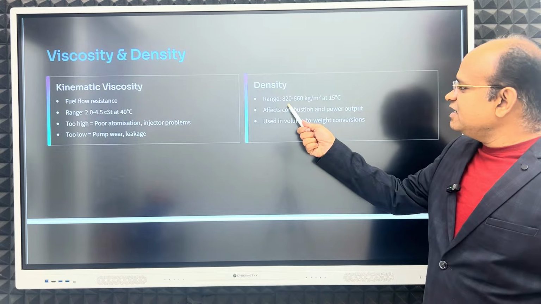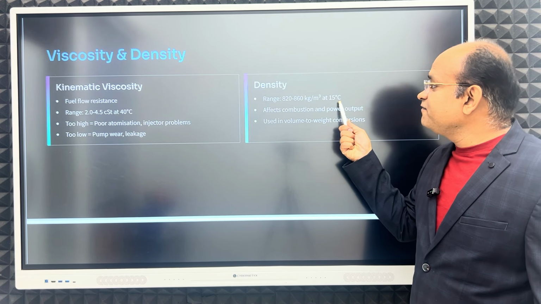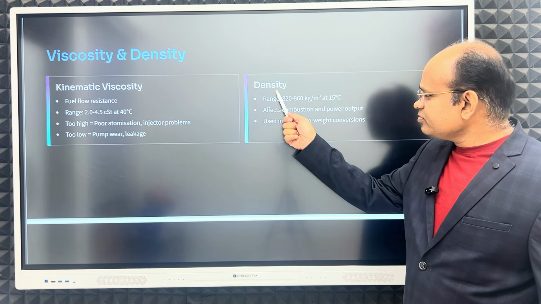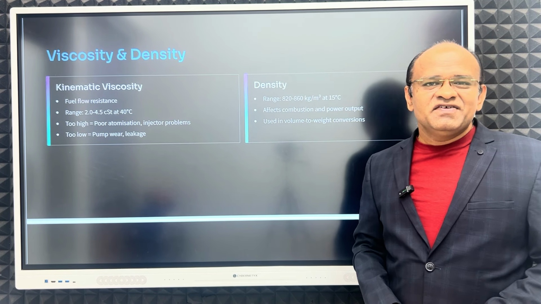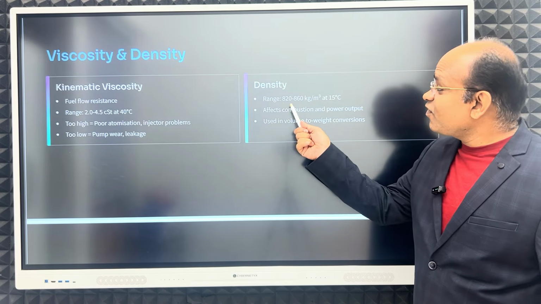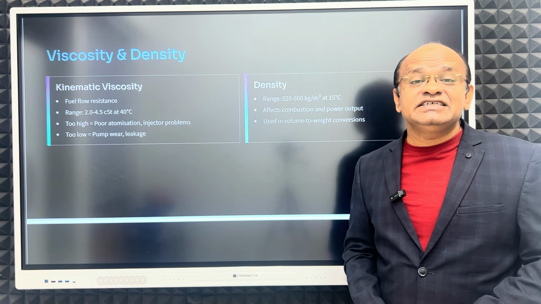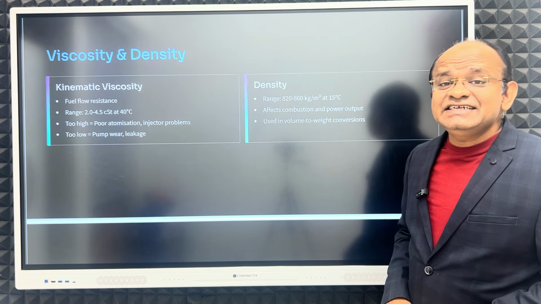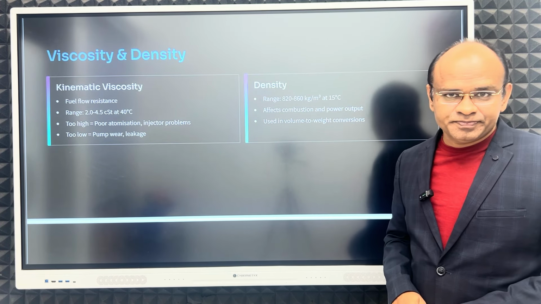Then density range is from 820 to 860 kilograms per meter cube at 15 degrees centigrade. So this is the range of density. Density is very much important. When you visit a petrol pump, fuel density is indicated. This is for diesel. Just go and check the fuel density at your nearby petrol station. Density affects combustion and power output.